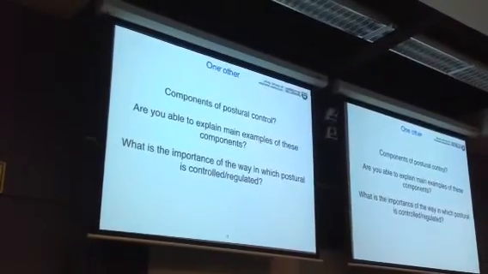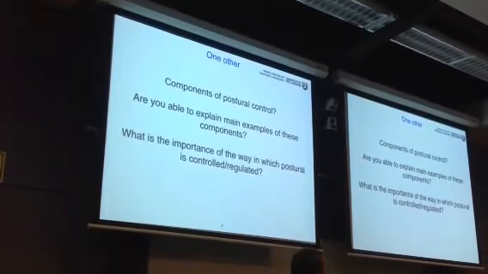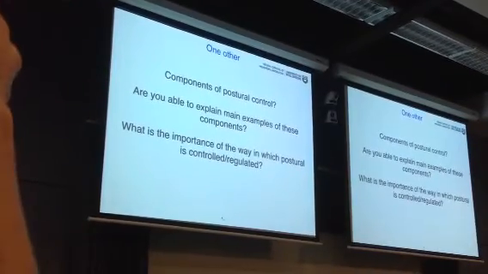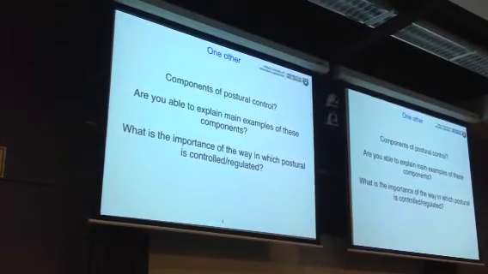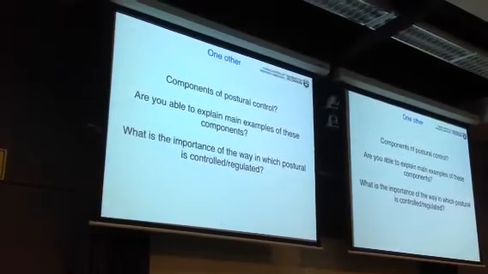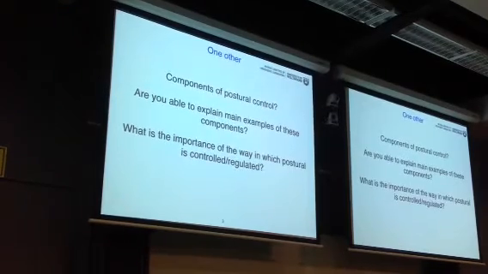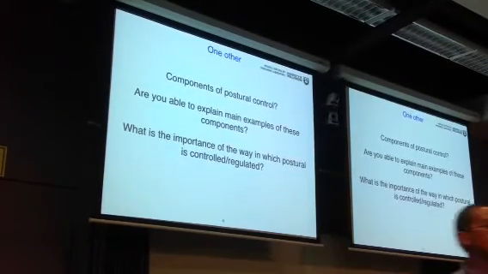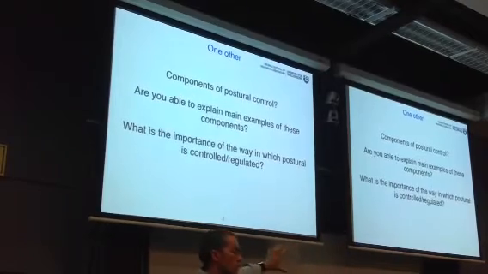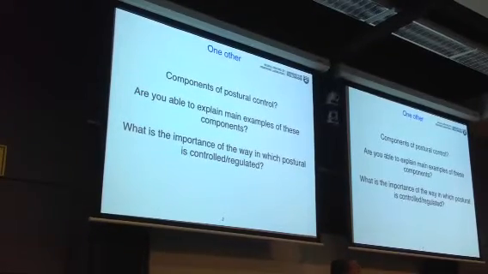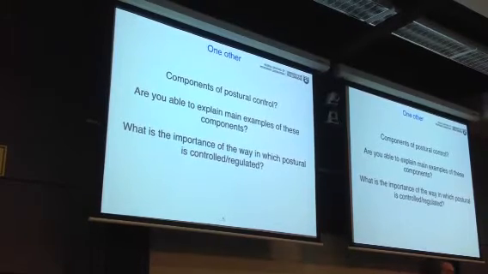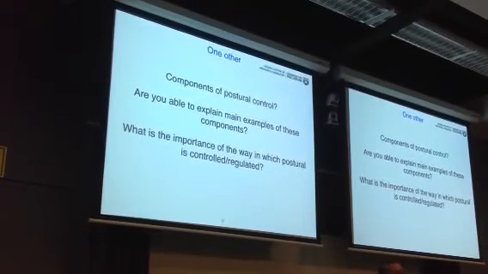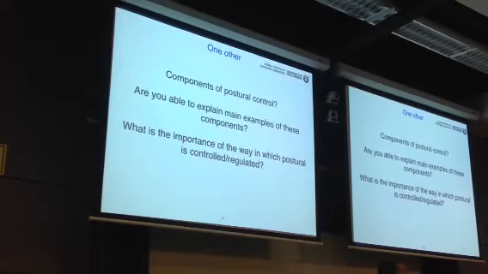Another one. Components of postural control. Are you able to explain the main examples of these components? Feed forward, feedback. Okay, so think about what a feedback-based postural adjustment looks like. I've just shown you about 10 slides ago or 20 slides ago. How do you quantify that? Okay, what paradigm would you use? What everyday situation is it likened to? Acceleration of the bus, acceleration of the train, slipping on the ice.